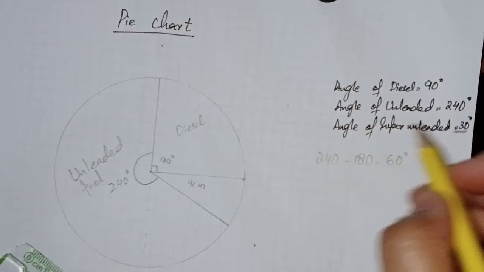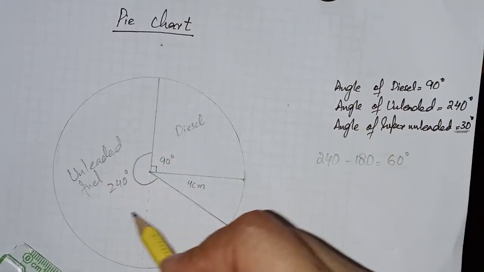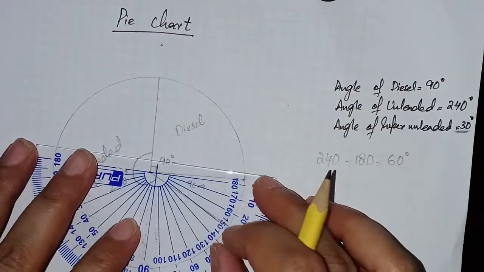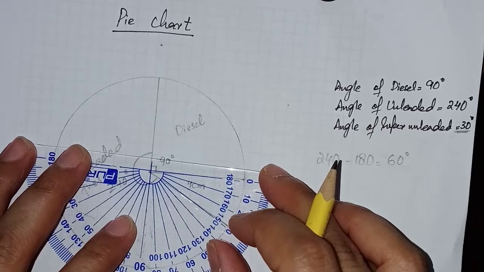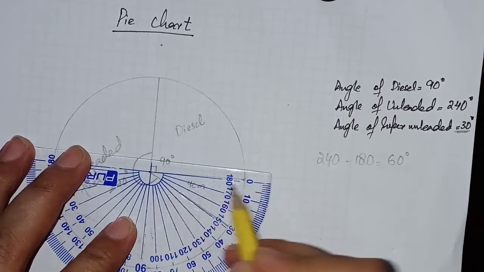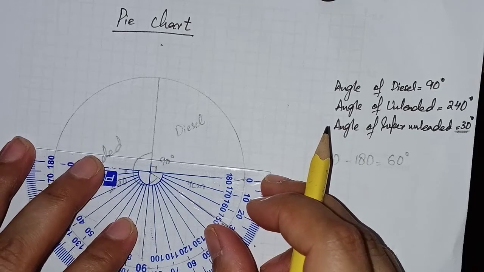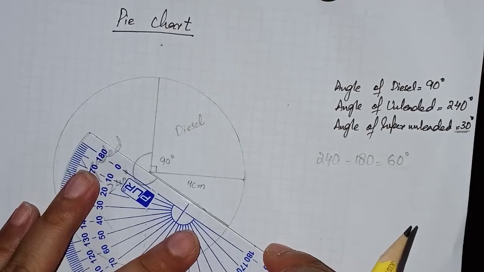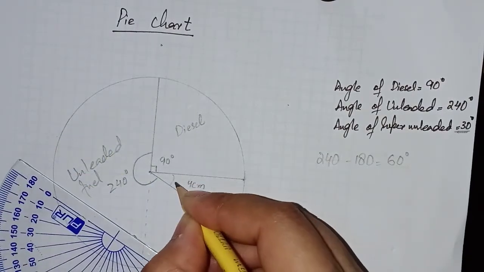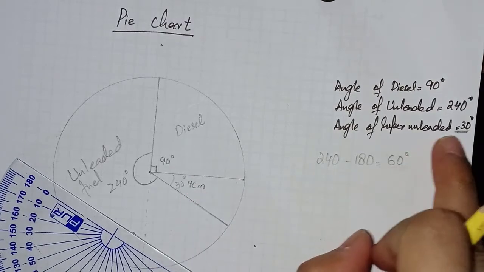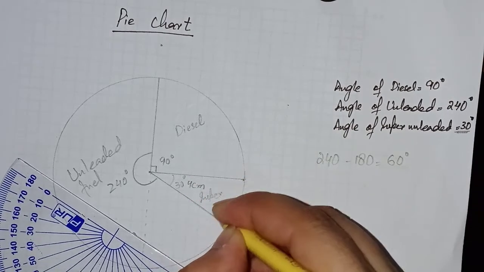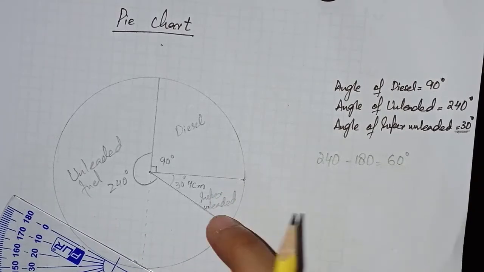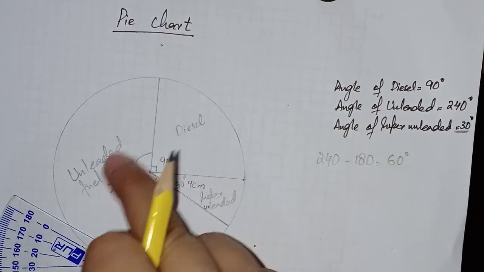I told you that you can do one more thing: first draw this 30 degrees and the remaining angle will be 240. How will you draw the 30 degrees? You will keep your protractor here, with the center on the center and this line at the back of the 0 degree. Then you will mark the 30 degree line and draw this line. This angle is 30 degrees, and here it is representing super unleaded. So the remaining angle is 240 degrees.